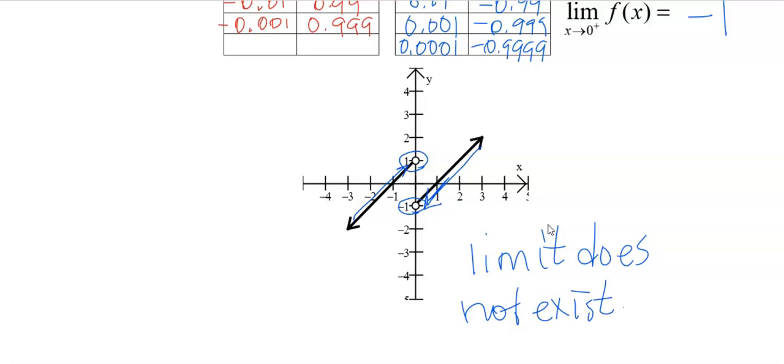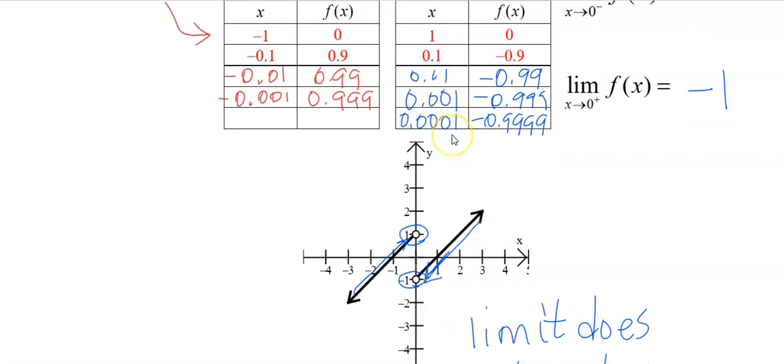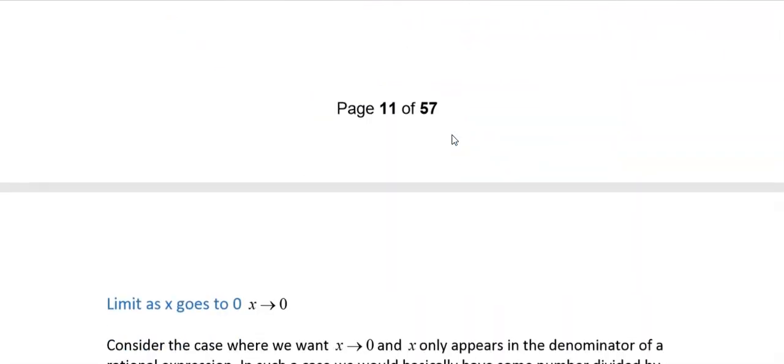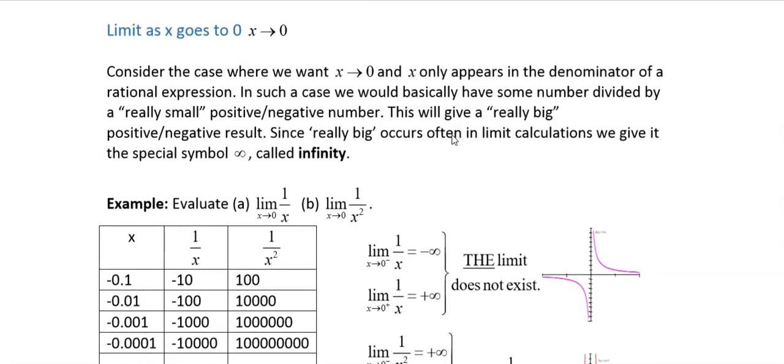All right? So that's a nice little one using a table. I've actually had quizzes and tests with tables in them like that. And students have had to evaluate the limit just from the table. No graph, no function, just a table. Okay, let's go to page 12.